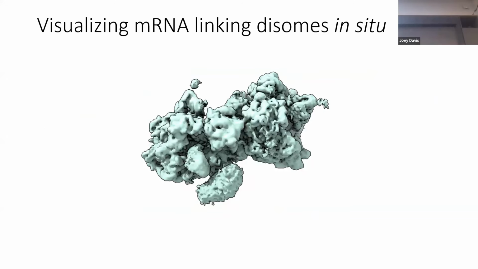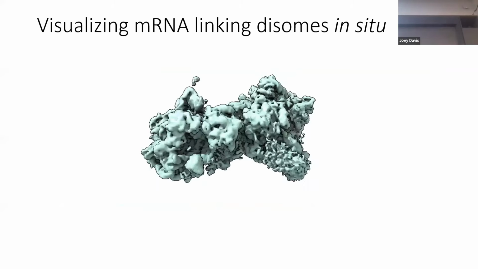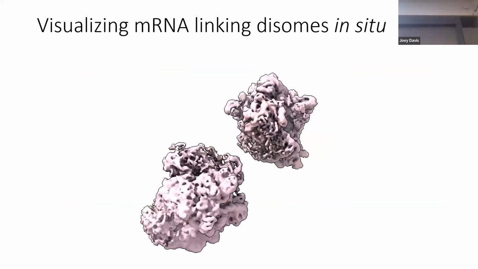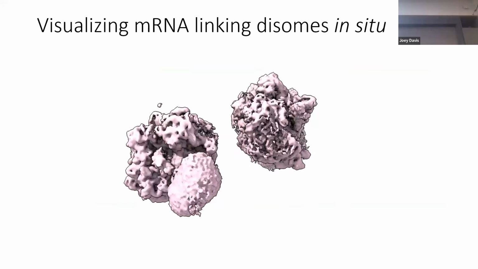I'll just leave you with what we see. So, the movie here shows all the heterogeneity amongst these disomes. Some are very close together and tight, some are further apart, and then some are completely distal.